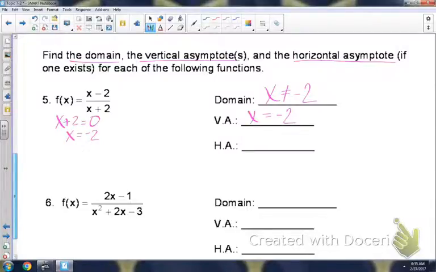Now we're looking at horizontal. That's what we learned today. So the degree of the top is a 1, and the degree of the bottom is a 1. Those are equal, so your horizontal asymptote is the ratio of the leading coefficients. Look in the very front: that's a 1, and that's a 1. So when we divide those, y would equal 1.